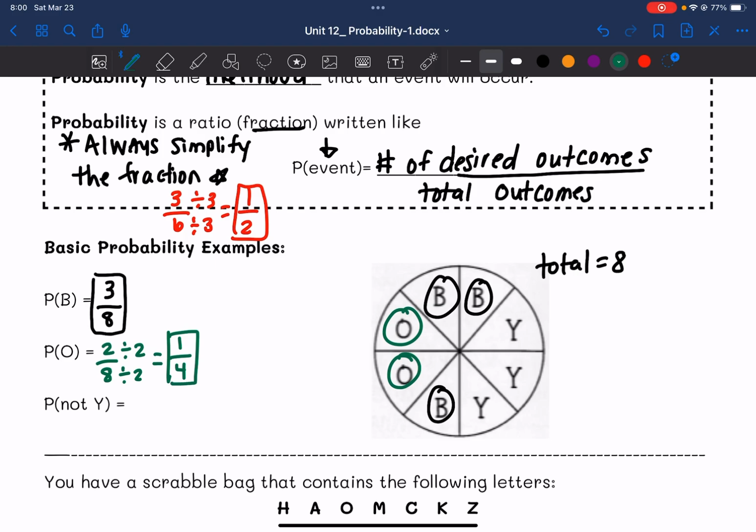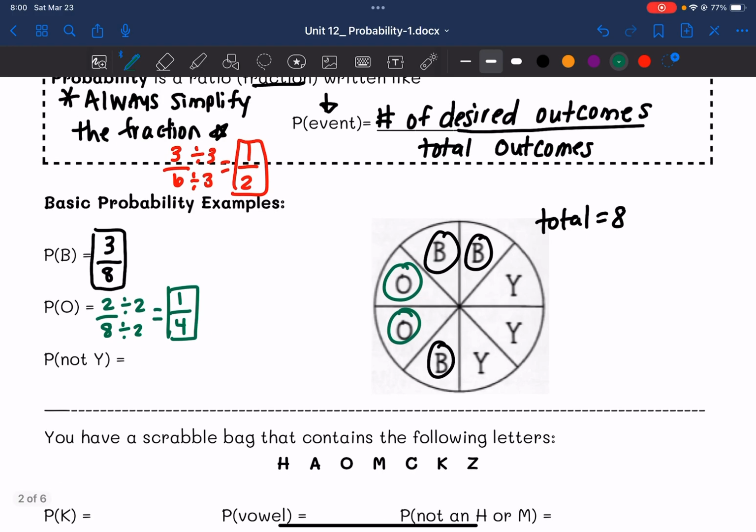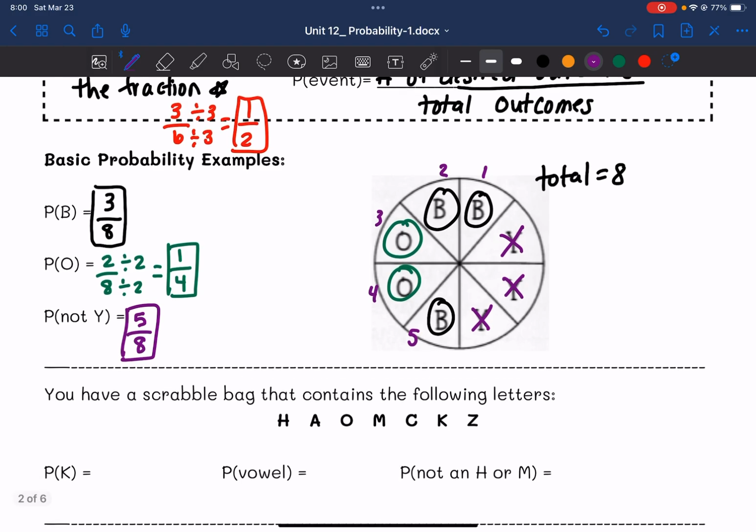Okay, now the last one is an opposite. It says not Y. So we're looking at everything but Y. What we recommend is crossing off the Y, and then counting what's left. There's 1, 2, 3, 4, 5. So 5 desired out of 8 total. Now this fraction cannot be simplified, so that would be it. Okay, let's take a look at some other examples.